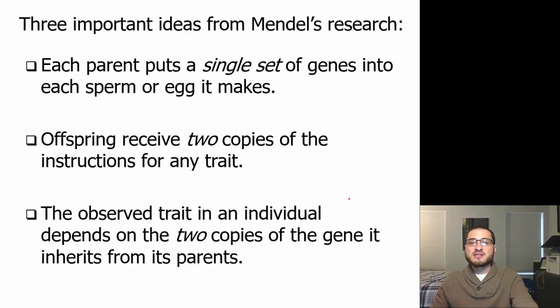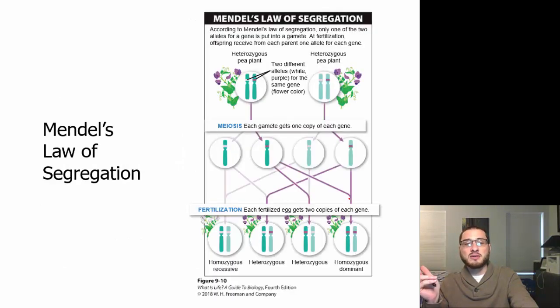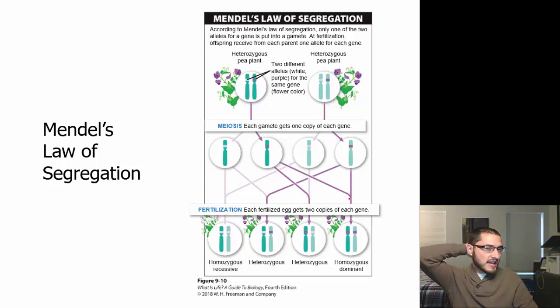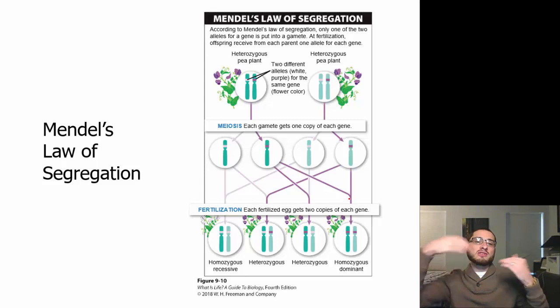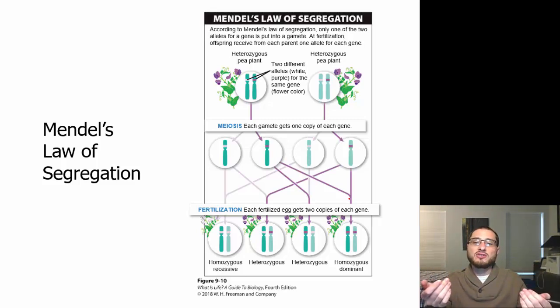Each parent puts a single set of genes into each sperm or egg it makes. Offspring receive 2 copies of the instruction because you're getting 1 copy from mom, 1 copy from dad. And the observed trait in an individual depends on the 2 copies of the gene it inherits from the parents, and which ones are going to be recessive, which ones are going to be dominant. So his law of segregation, while he didn't understand DNA yet, we didn't have a knowledge of what DNA was and how it specifically worked, he had this idea of you're going to have these traits, and they're going to be dominant or recessive, and you're going to pass them on.